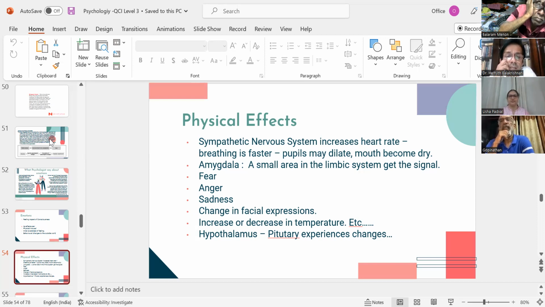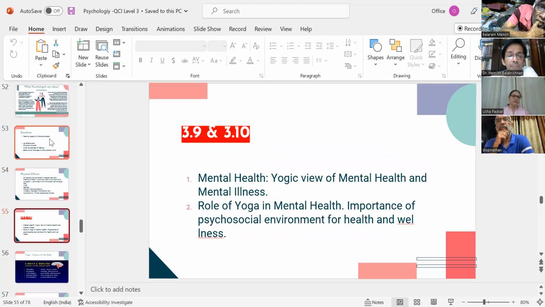Fear, anger, sadness change the facial expression. We all know that. Increase or decrease in temperature, etc. The hypothalamus gets very active. The hypothalamus is a seat of memory. They say any kind of cancer which happens at the hypothalamus, there is no way, because if any surgery is done, immediately the person becomes a vegetable. If hypothalamus cancer happens, people lose their balance. Pituitary, as we know, is the growth hormone. All of them experience this. So it's so important that you have the right emotions.